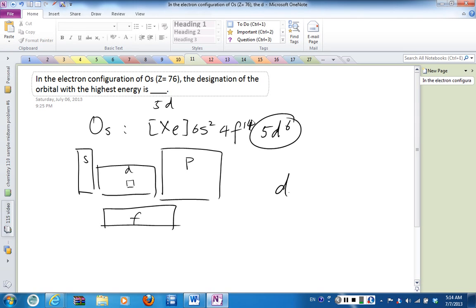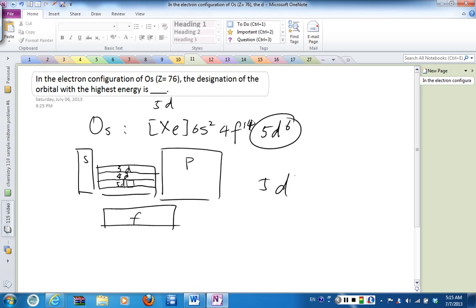Alright, what about a number? Which D? 3, 4, 5? Well, that depends on which row in the D area is osmium. The area has 4 rows. Now, it doesn't start with 1. It can't. Okay, so where do we have our first D orbital? That's right, 3D. And so on and so forth. So which row is osmium? The 3rd row in the D area. 3D, 4D, 5D.